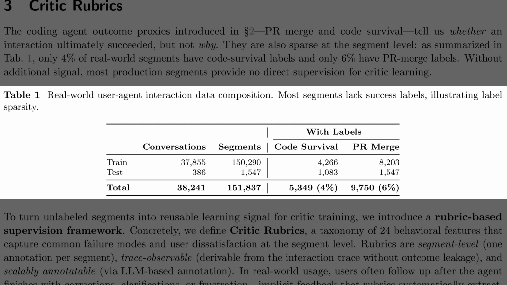Okay, after Figure 2 showed how to assign credit, Table 1 reveals just how rare these success signals actually are. Out of over 150,000 total segments in the dataset, only 4% have code survival labels, and just 6% have pull request merge labels. This extreme sparsity means most real-world data lacks direct outcome supervision. Because of this, the authors introduced their 24 behavioral rubrics, which generate dense, usable learning signals across the entire dataset.